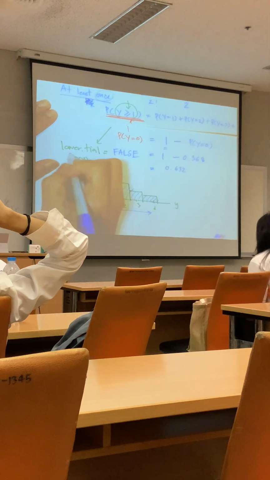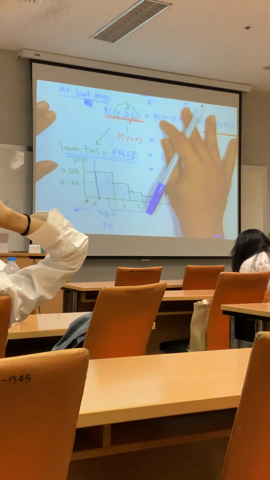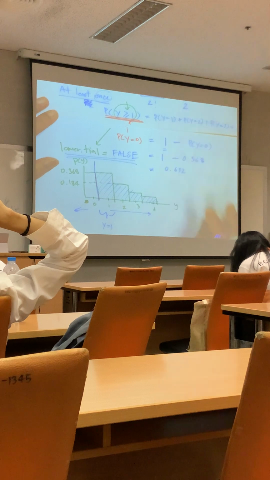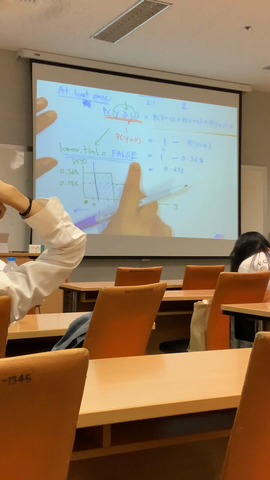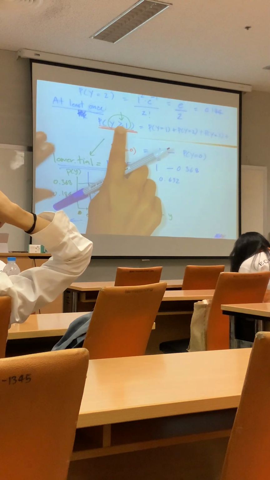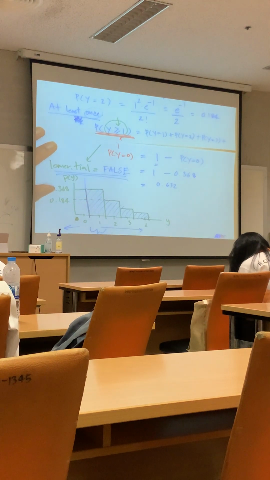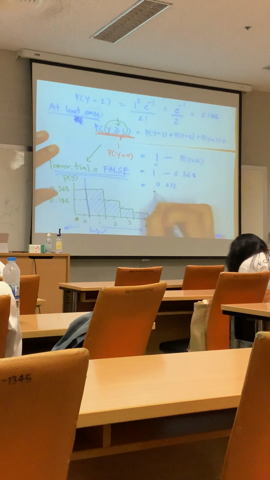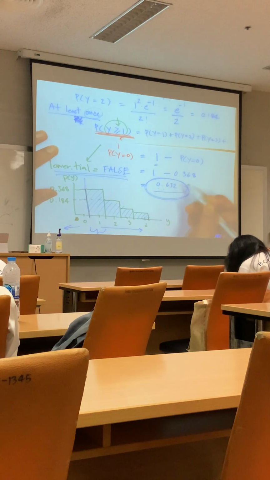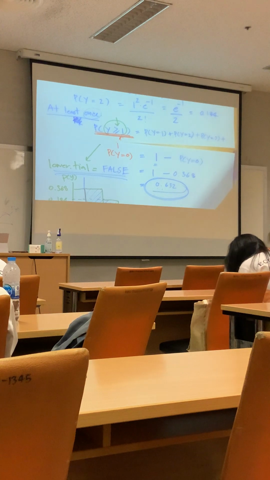Okay? And that is the key. Now, I want lower tail to be false, and I want y greater than or equal to 1. So I know that according to my math, the answer will be 0.632. So let's go back to R.